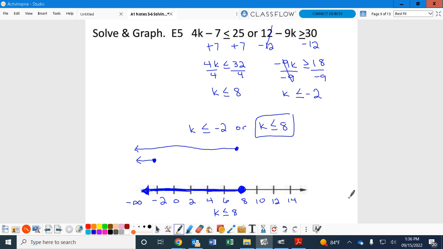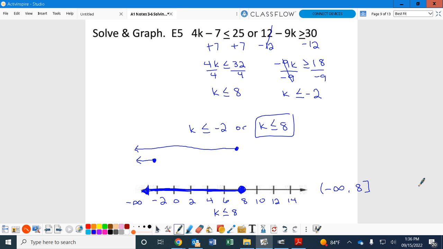Who's got an answer to write in interval notation? Let's see. Anybody got one? Try it. Negative infinity, 8, in brackets. There's one bracket. Where does the bracket go, guys? Next to the 8. If it's got an infinity symbol, it's always a parenthesis, positive or negative. Nice. Thank you for trying. Good.